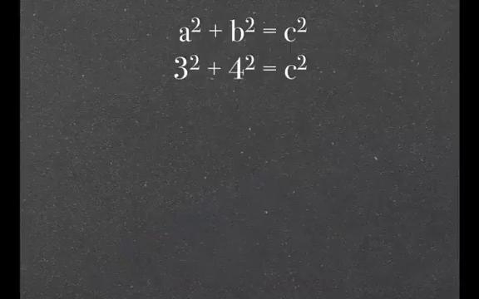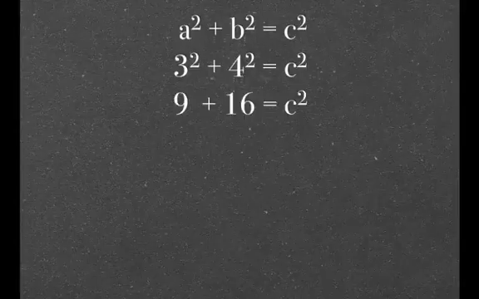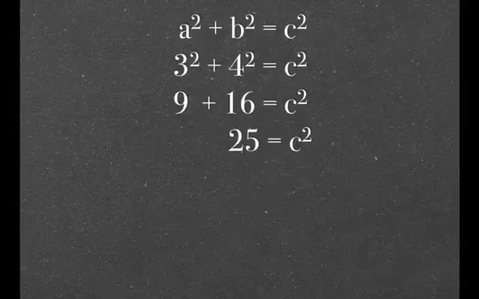Plugging them into the Pythagorean theorem, a squared plus b squared equals c squared, I have 3 squared plus 4 squared equals c squared. My order of operations says that I square first. So 3 squared is 9, 4 squared is 16. Adding the 9 and 16 together yields 25. So c squared equals 25.